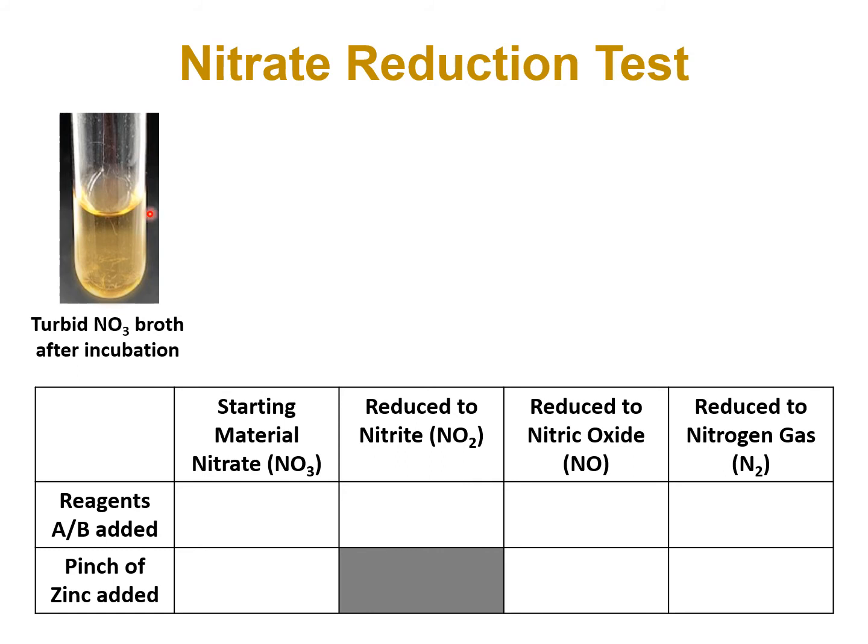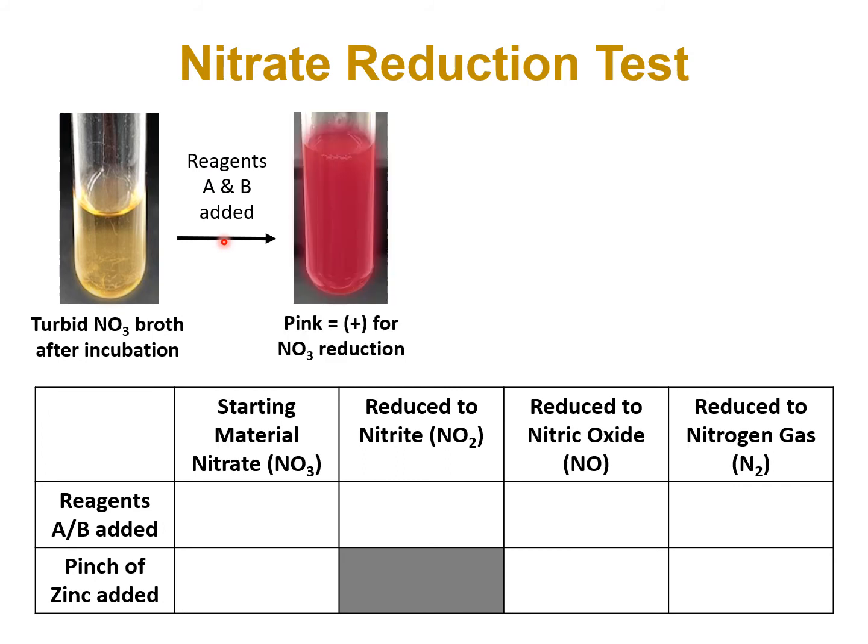So let's say right here, here is your broth, okay? And let's say that this broth is turbid, so it has bacteria growth. So this is like the broth that you took out of the incubator, okay? So what's the first thing you're going to do to that turbid broth? Well, you're going to add the 2 reagents, right? Remember, you're going to add the 2 reagents. Okay, so let's say you added the 2 reagents and your broth turned pink, or that pinkish, reddish color, okay? What does that mean?